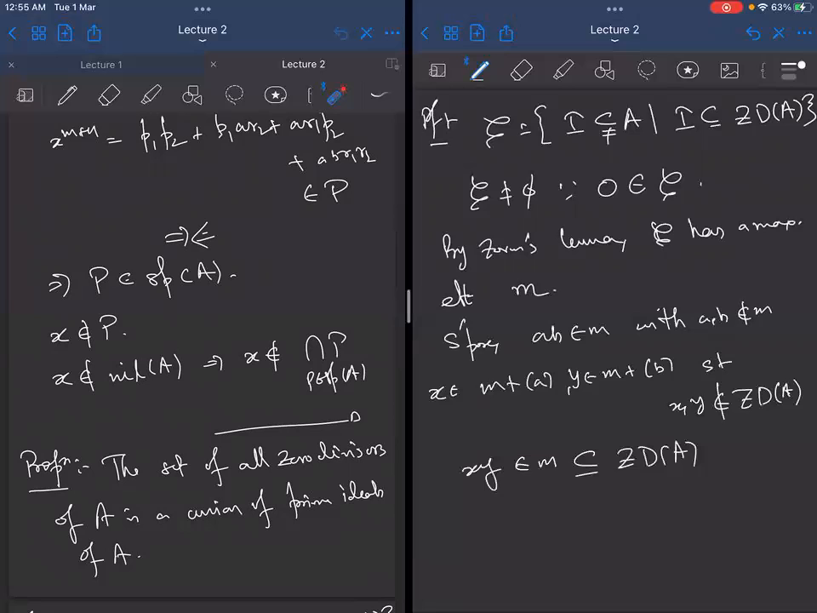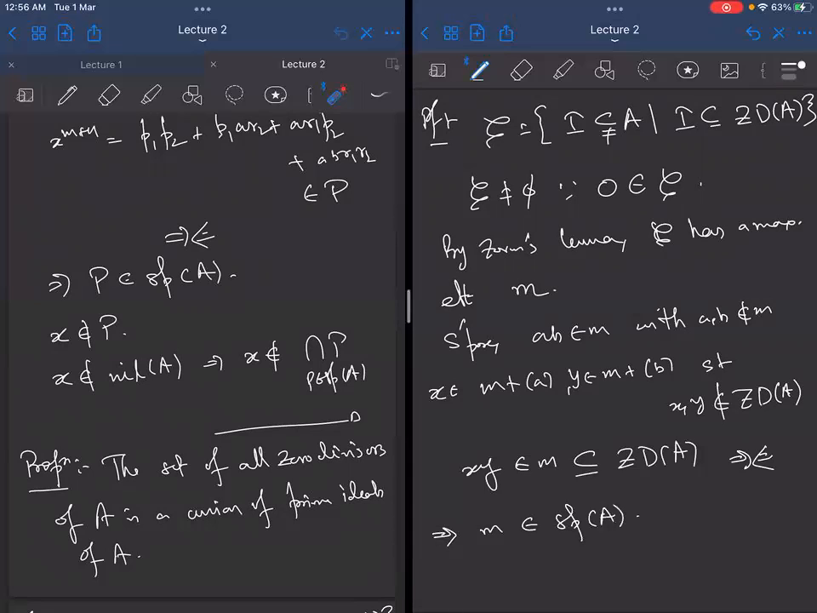That there exists some non-zero z such that XYZ is zero. But now you take this element YZ. If YZ is zero, that means Y is a zero divisor, which cannot be the case. If that is non-zero, then X is a zero divisor. That cannot hold either. And therefore what we get is an absurdity, a contradiction, and that will imply M is a prime ideal of A.